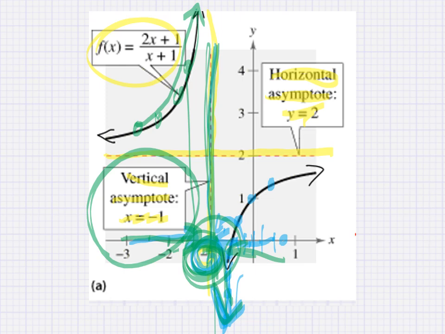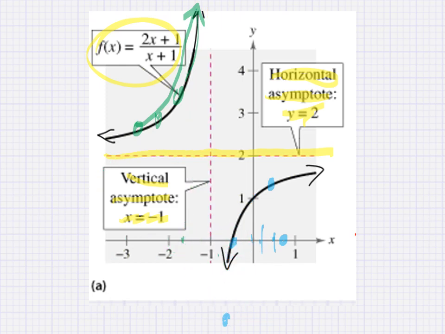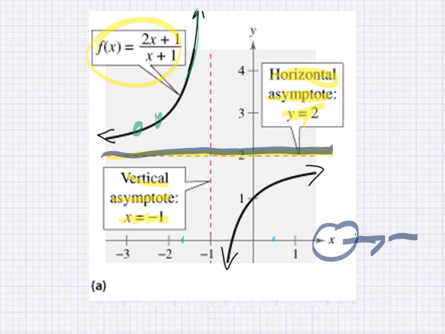Now let's erase some of this. Let's talk about horizontal asymptote. Horizontal asymptote is the same idea, except horizontally. So the idea here is we have this horizontal line at 2. And the horizontal asymptote discusses what happens when x goes to infinity or x goes to negative infinity. So the ends of the graph, here and here.